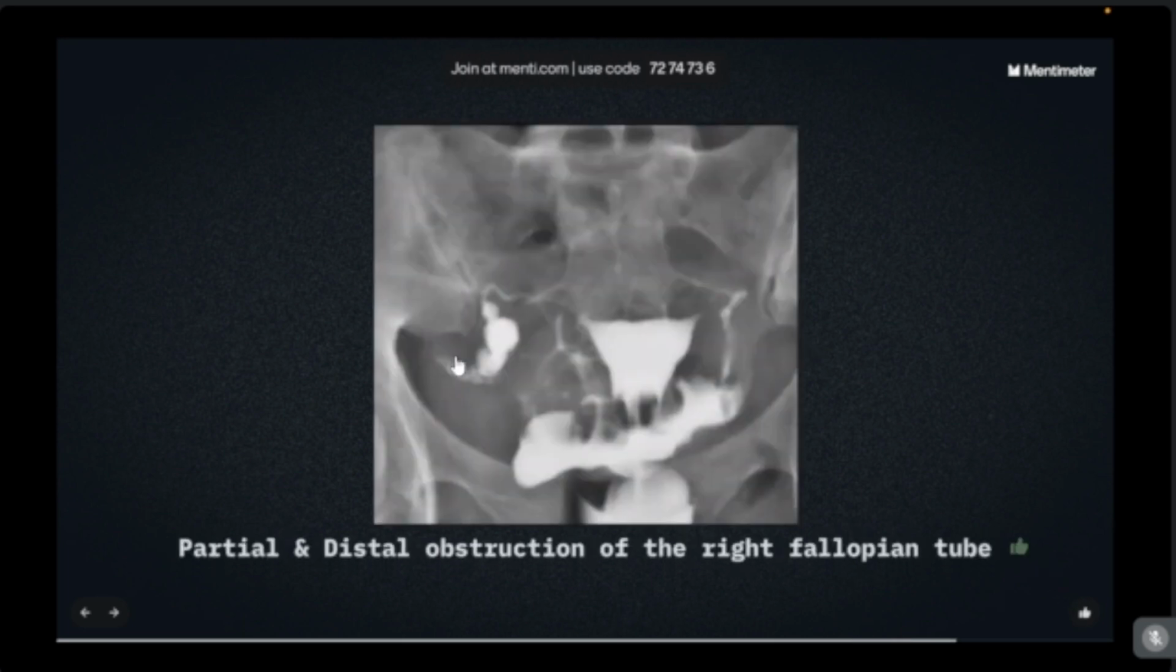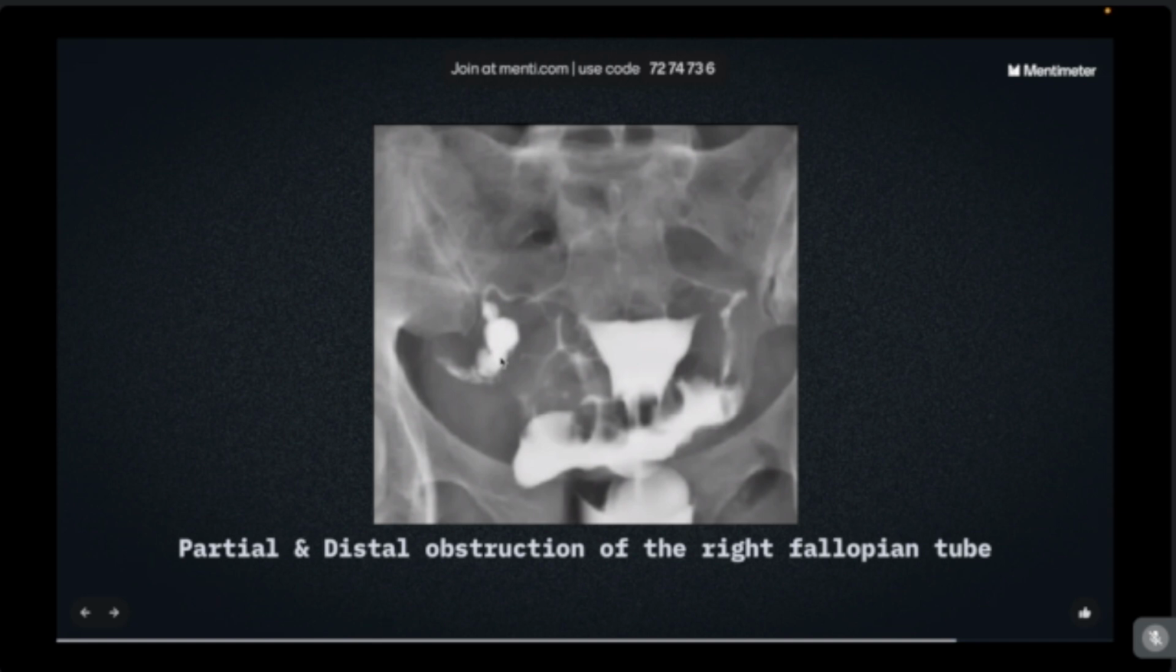And here we have the second case. So in the hysterosalpingography image, we see a distal obstruction in the right fallopian tube. And so I'll show it to you. So in here, this is the distal obstruction. This is the obstruction, and we can see here the distension. So here we see the distal obstruction of the right fallopian tube with tube dilatation. So this is the dilatation.